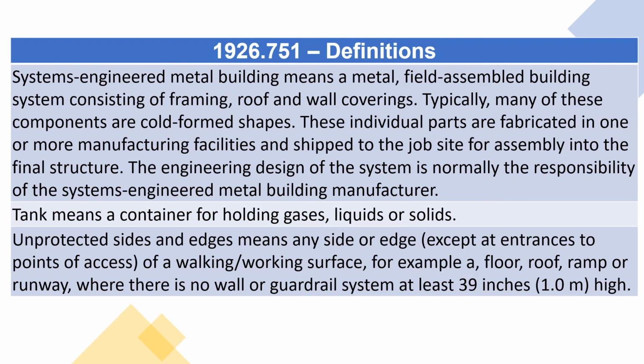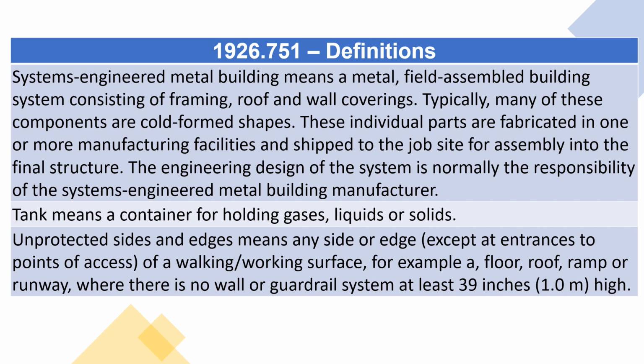Systems engineered metal building means a metal, field-assembled building system consisting of framing, roof and wall coverings. Many of these components are cold-formed shapes. These individual parts are fabricated in one or more manufacturing facilities and shipped to the job site for assembly into the final structure. The engineering design of the system is normally the responsibility of the system's engineered metal building manufacturer. Tank means a container for holding gases, liquids, or solids.